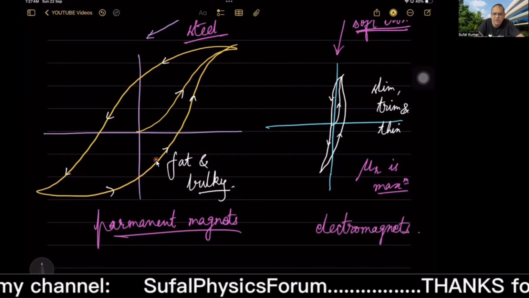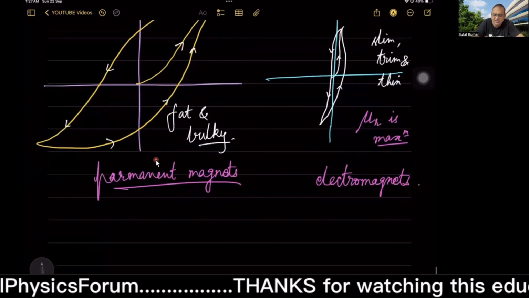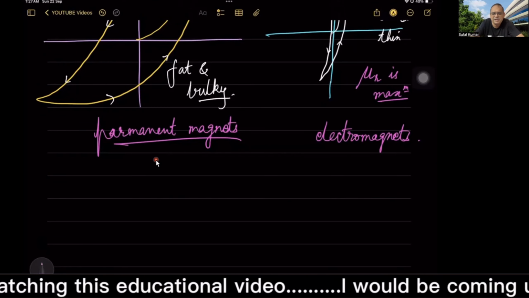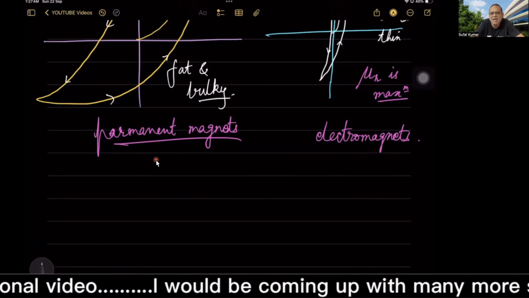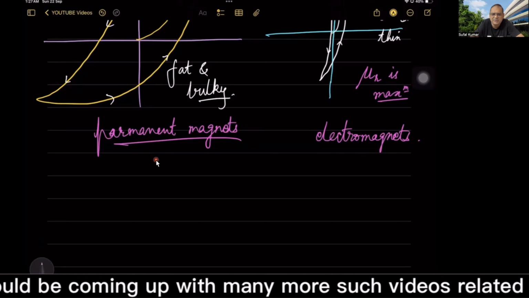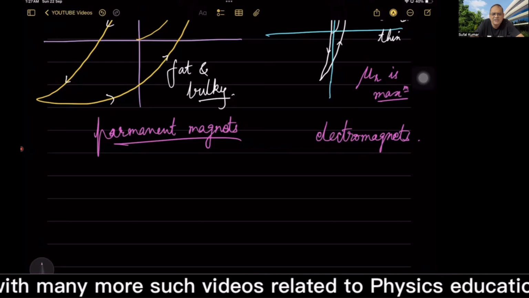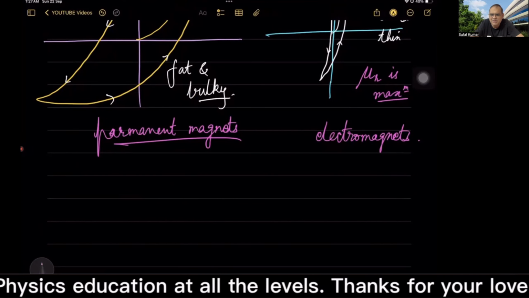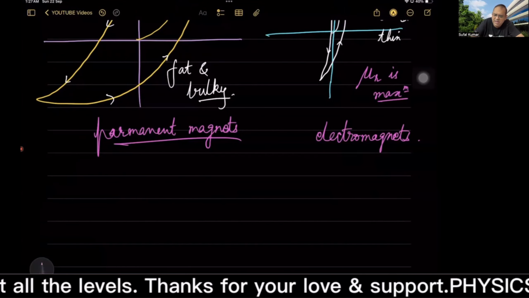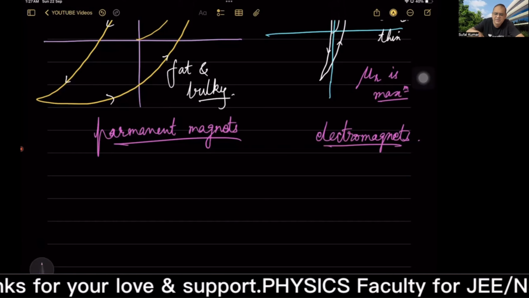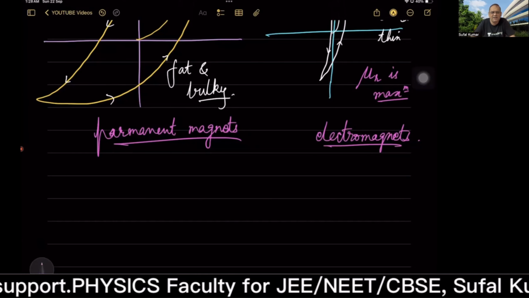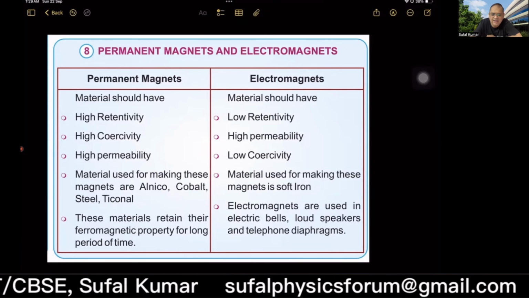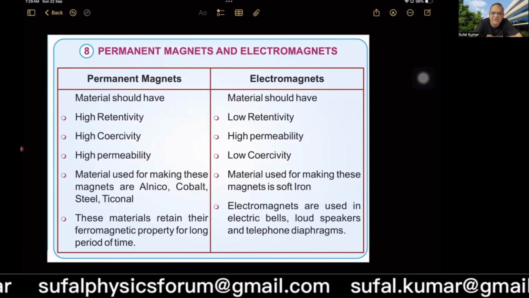So I'm going to paste one screenshot having a comparative study between permanent magnets and electromagnets also. That means what are the characteristics needed for permanent magnets and electromagnets respectively. For that question purpose, you may learn that table. Hence, our discussion has to end here only.